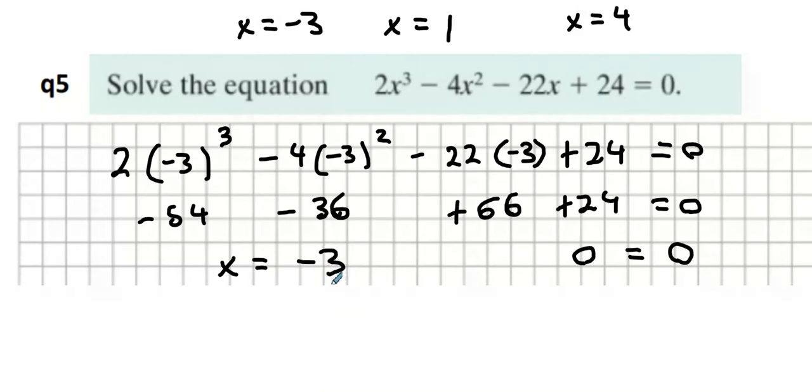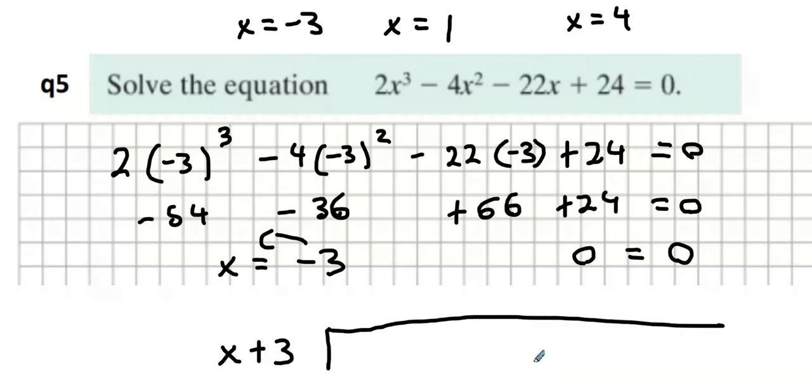Now, lads, if that's a root, what's a factor? Move it over to your side. x plus 3 would be a factor. And then you're going to do long division. So, lads, you're going to do long division here.